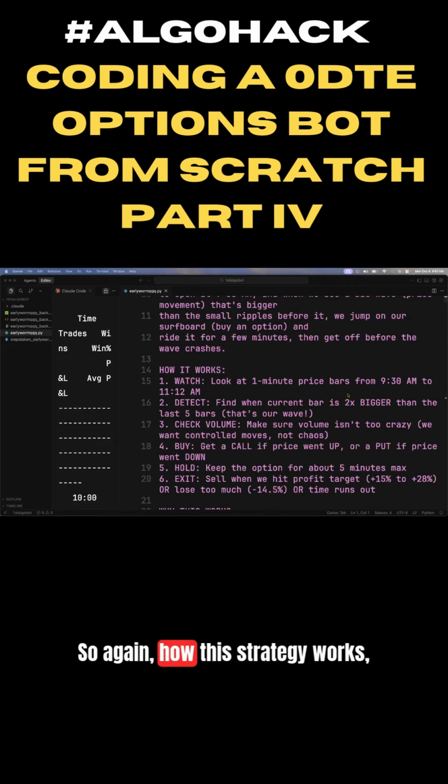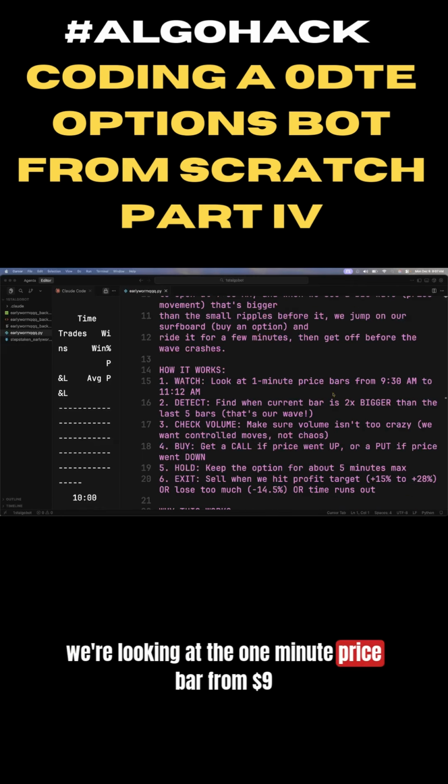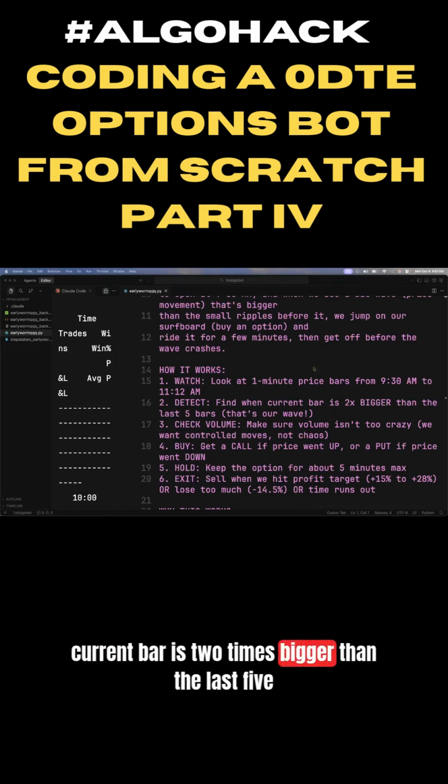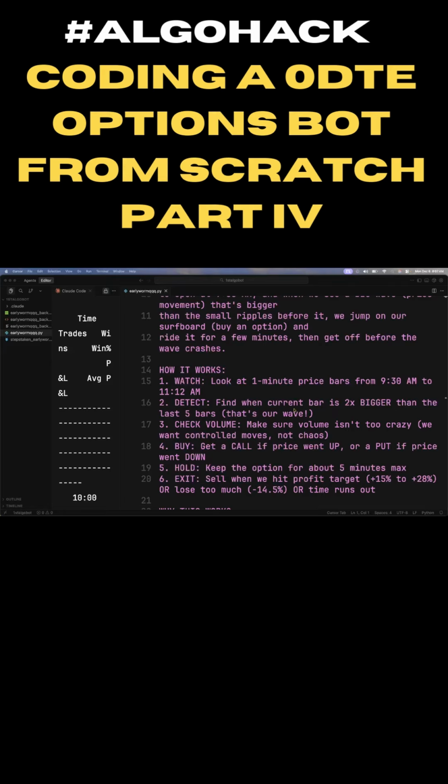So again, how the strategy works, we're looking at the 1 minute price bar from 9:30 to 11:12, and we're trying to detect if the current bar is 2 times bigger than the last 5 bars. Once we make sure that happens, we have our momentum or our wave, right? Then we're going to check the volume to make sure it isn't too crazy. We want controlled moves, not chaos. If it's going up, we're buying a call because we're bullish on the market. We think the market is going to go up. If we're going down, we're going to go buy a put because we're bearish on the market. We think the market is going to go down, right?